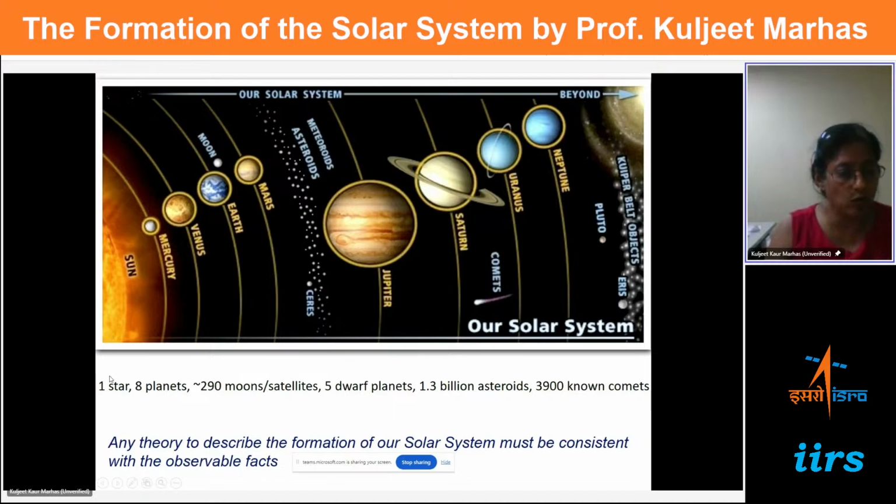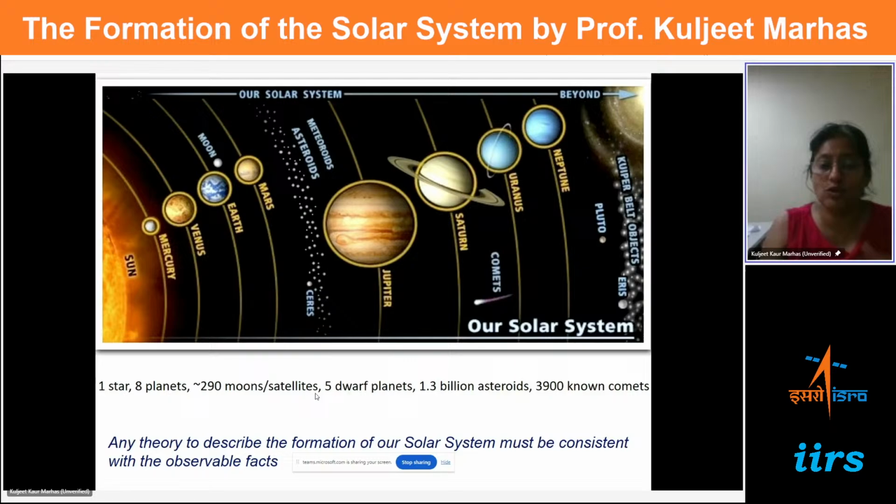By observation, we know that we have one star, 8 planets, out of which 4 are terrestrial planets, inner planets, and then 4 giant planets, out of which 2 are gaseous, 2 are icy kind of planets. Few planets have moons around them, and the total number of moons detected to date is around 293. You can also call them satellites, because we say moon for our Earth's satellite, but in general, a moon means a satellite around a planet.